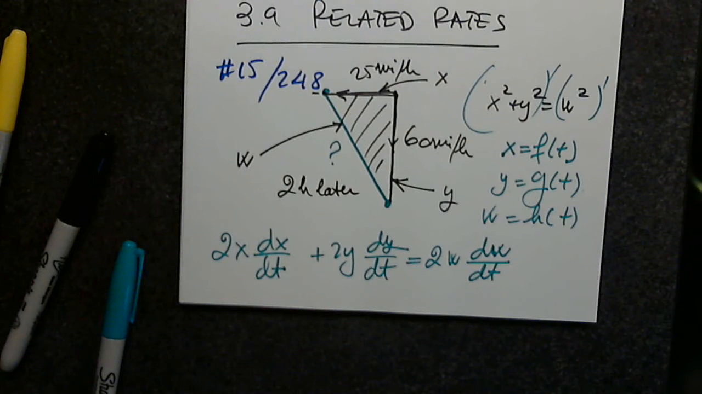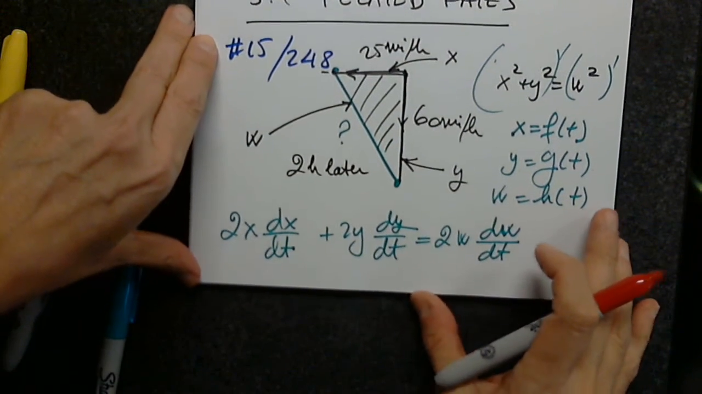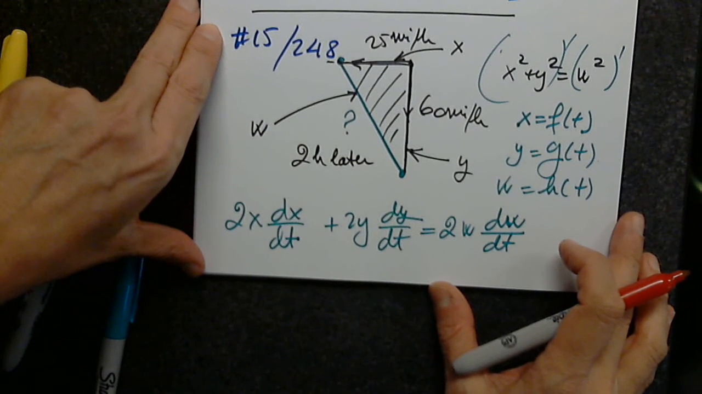Let's see what I have. Let's see what I need. And how do I get there? So now let's analyze what we have. What do I have? Do I have dx over dt? So hold on. Do I have dx over dt? How much?